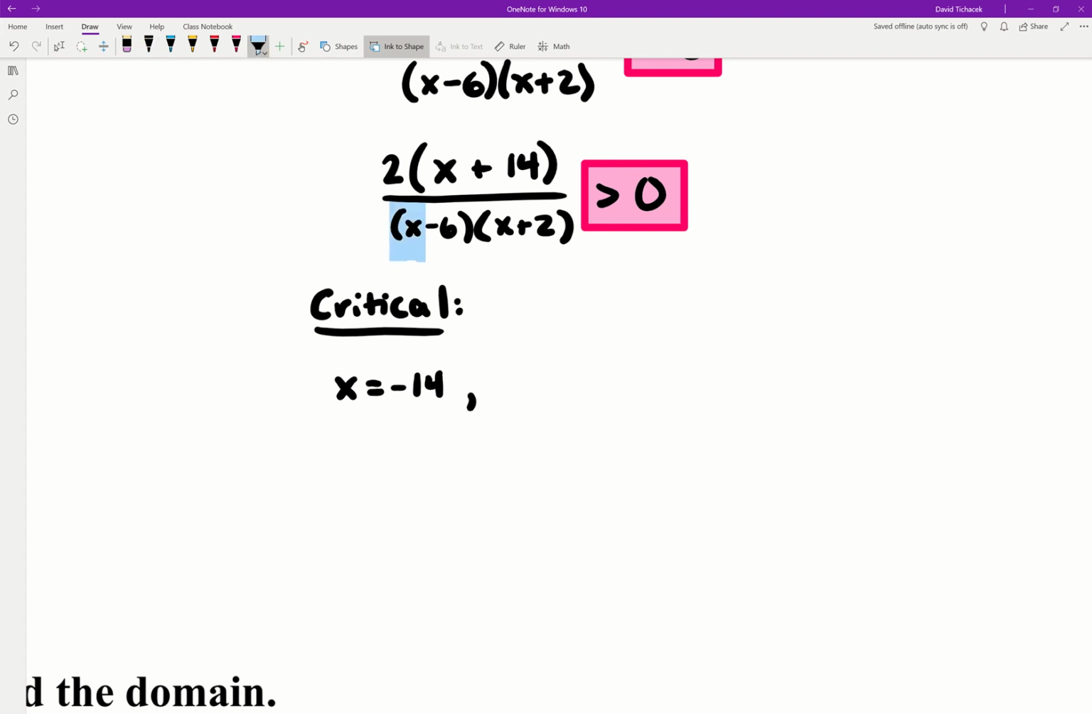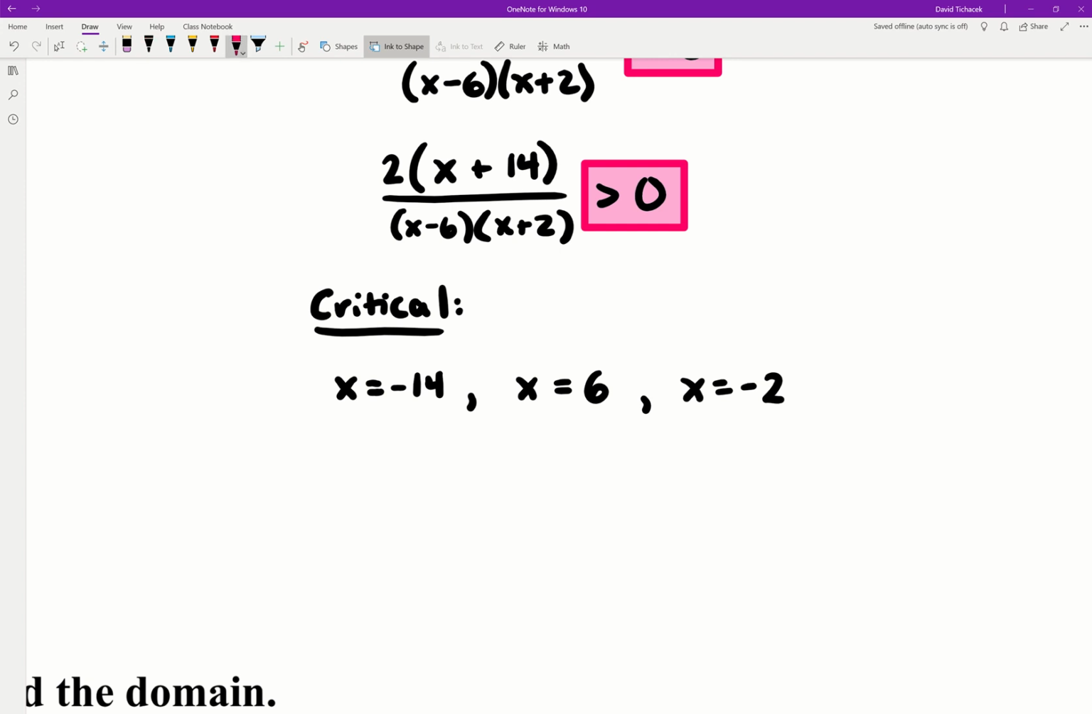Another factor that we have is this x minus 6. The number that's going to make that equal 0 is x equals positive 6. And then the remaining factor, the x plus 2: negative 2 is what would make that equal 0. So these are each one of our critical numbers. Now, this is going to be a part of the problem-solving process that is different from the last video when we talked about polynomial inequalities.